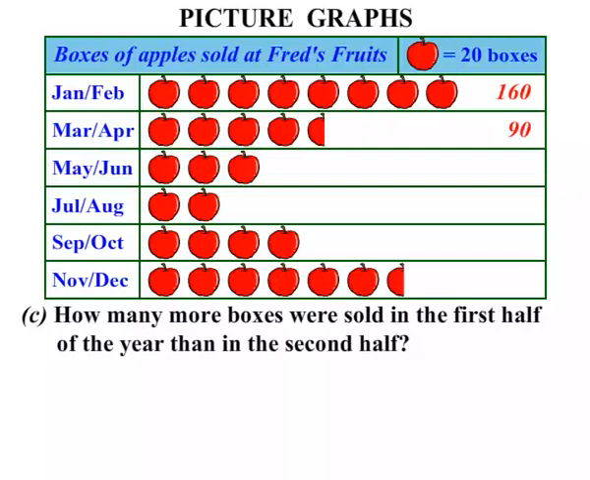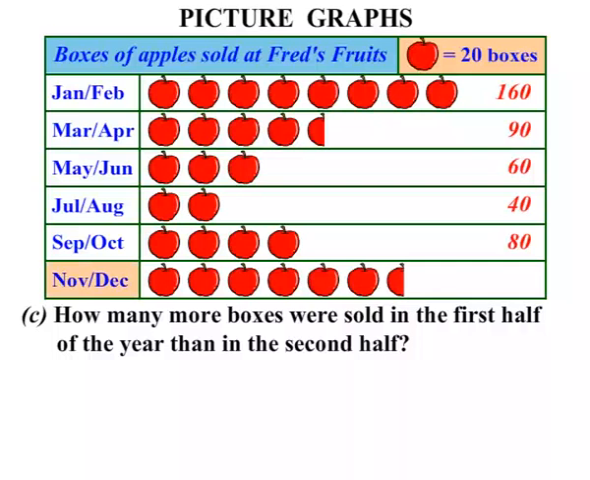How many more boxes were sold in the first half of the year than in the second half? Well, let's work out firstly the rest of the periods. Okay, in May, June, each apple, don't forget, 20 boxes. 20, 40, 60. Let's write that down. In July, August, 20, 40. Okay, so let's write the 40 down. September, October, 20, 40, 60, 80. So let's write the 80.